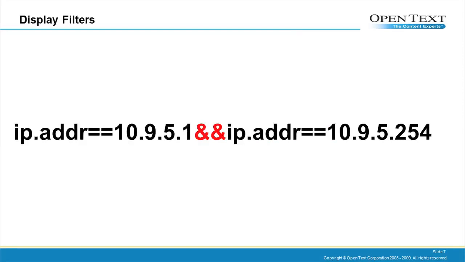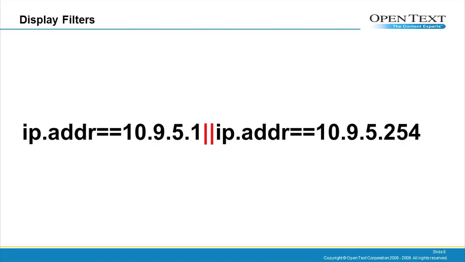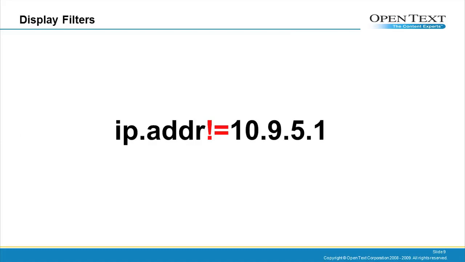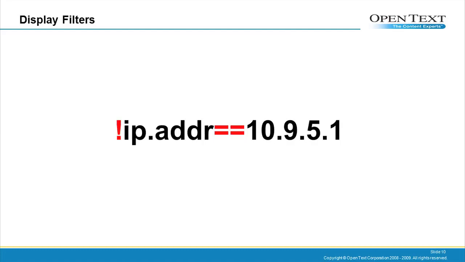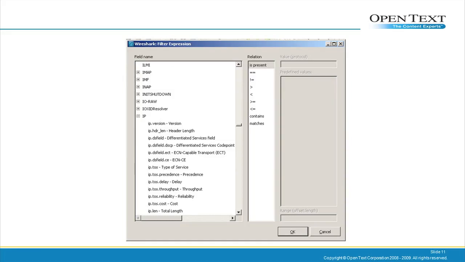To do a logical AND, use 2 ampersands between the clauses. Use 2 pipes for a logical OR. Although you might want to use something like this to say not equal to, it's not going to work. Instead, you need to put the exclamation point at the beginning of that clause. Unfortunately, the version of Wireshark that I'm using doesn't have good documentation for filters and what keywords to use, so click the expression button for a list of all the keywords.